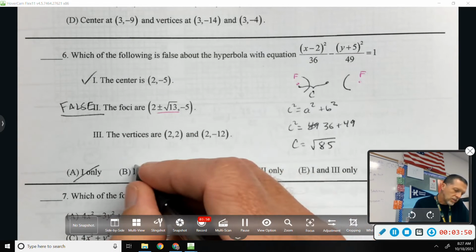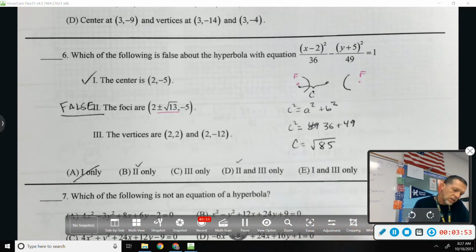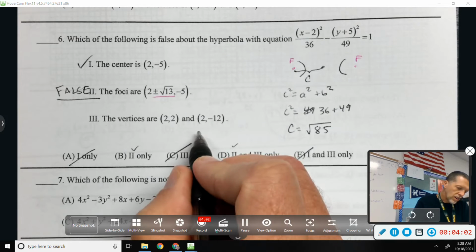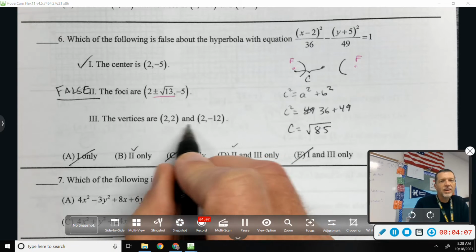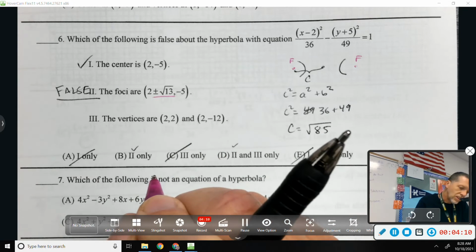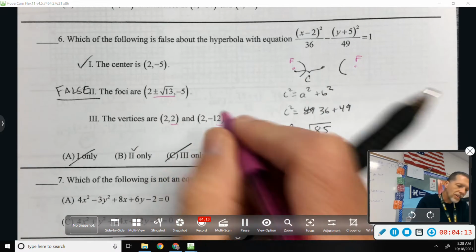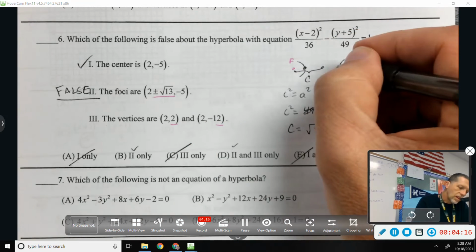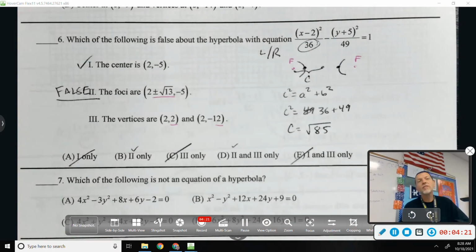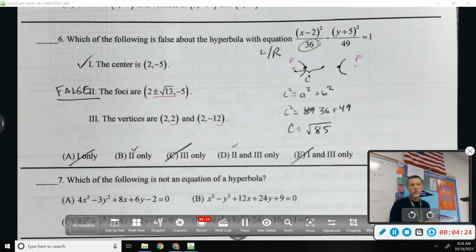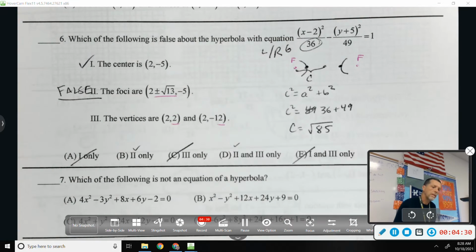So 1's out, 2's in. So I still need to check 3. The vertices are, I can tell this isn't right from the get-go, because these vertices should have the same y value. We should go left and right 6, because that's the first one. On ellipses, the bigger one's more important. On hyperbolas, the first one is more important. The first one means that's the only section that does change, and the other one stays the same.